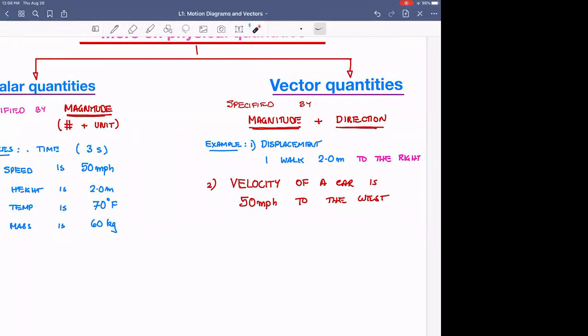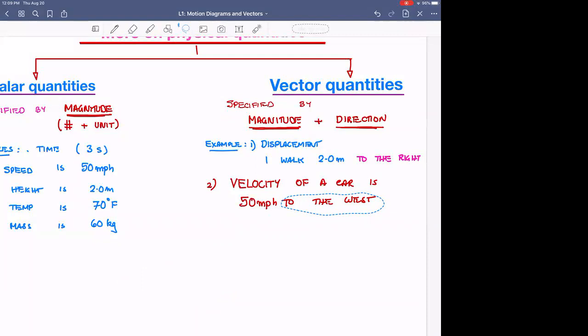If I were to say the velocity of a car is 50 miles per hour, and I do not include the direction, then that's a mathematically incorrect statement, because when I use the word velocity, I'm talking about a vector quantity. So I have to specify the direction as well.